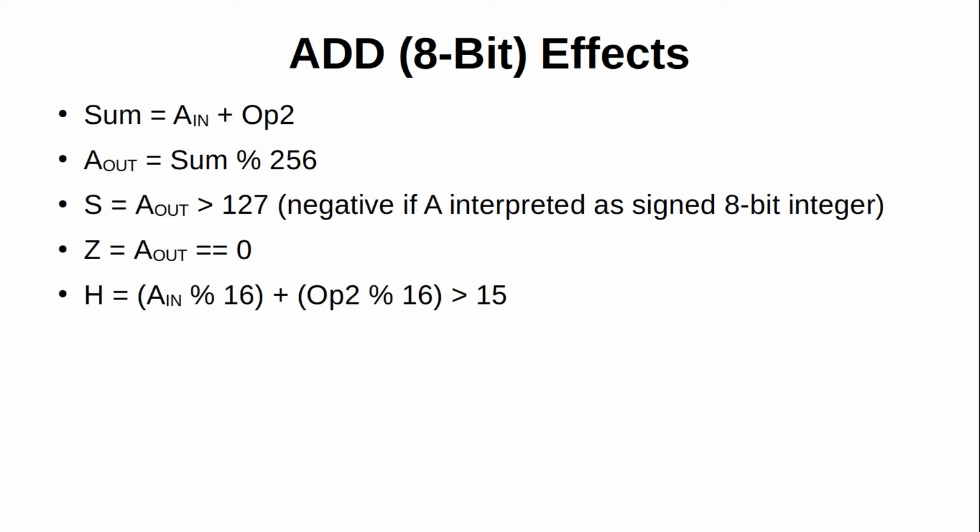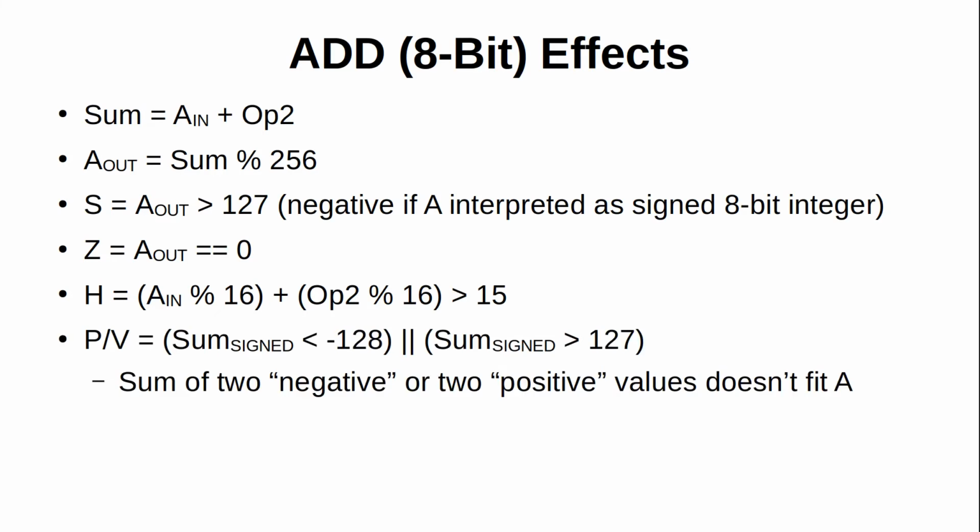The H bit gets set when there is a carry from adding the lower nibbles, meaning that the sum of the lower nibbles from each operand is greater than 15. The PV bit is set to indicate an overflow, which means that the sum actually required a 9th bit to be expressed properly. The important thing to keep in mind is that overflow always interprets everything as signed.